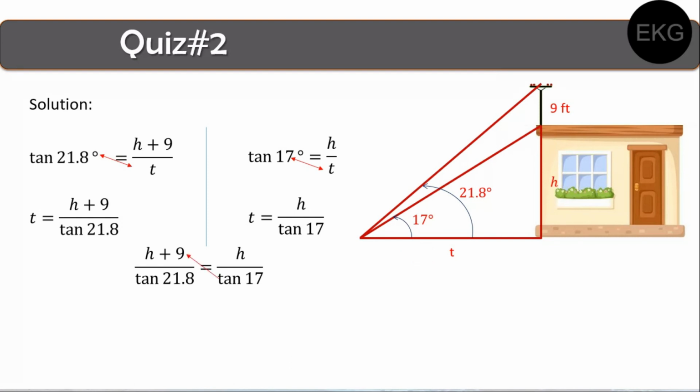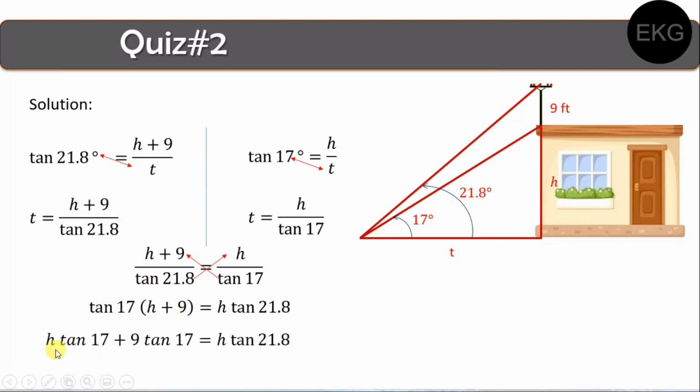And then by cross-multiplying this one to the other side, at ito naman to the other side, lalabas ito. Tangent 17 times this one, at ito naman times sa h. Okay? Distributing this one, okay, h tangent 17 plus 9 tangent 17 equals this one. Now, kung titingnan nyo dito sa left side of the equation, may h ito. Ito naman may h. So, ito ilipat natin sa kabila para makombine natin yung magkakapareho na may h. Ito naman, walang h. Okay? Lipat natin to sa kabila.